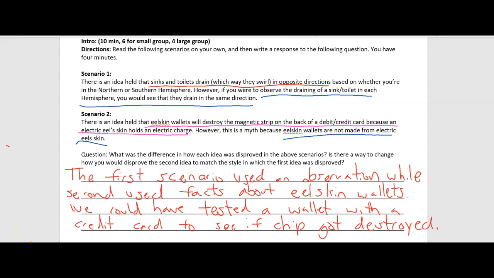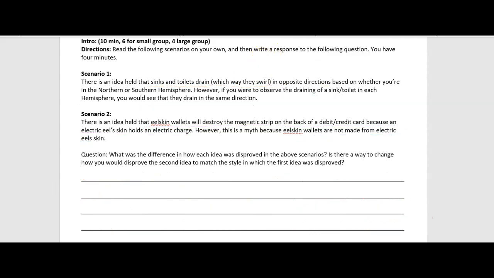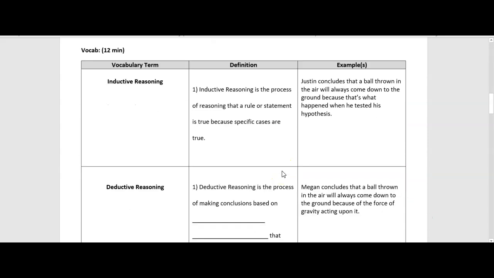All right, so I just wrote down what we had been discussing. The first scenario used an observation, while the second used facts about eelskin wallets. If we wanted to approach the second scenario the same way the first was approached, we could have tested a wallet with a credit card to see if the chip got destroyed, rather than relying on knowledge about the wallets themselves. Okay, let's get into some vocab and talk about what deductive reasoning is.